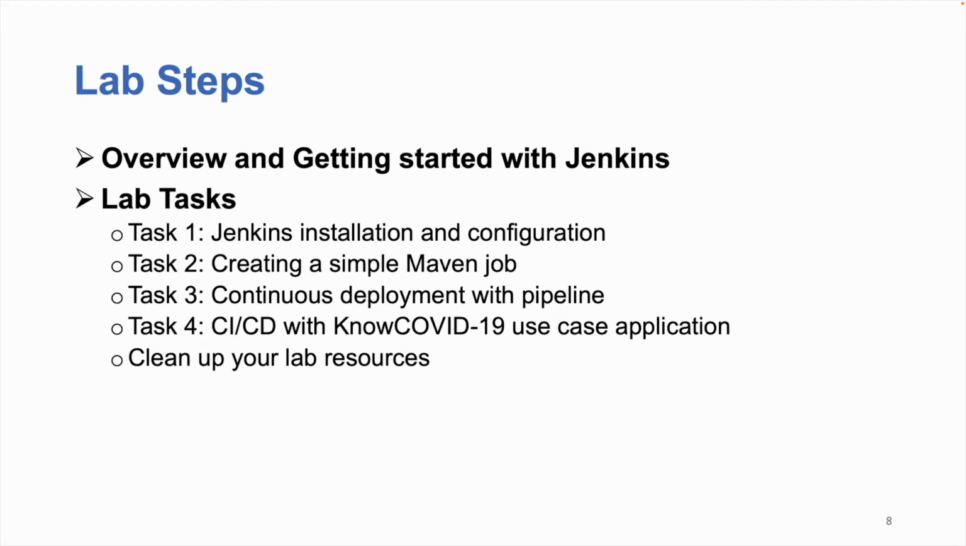Here we provide a high-level overview of the lab steps. First, the overview and getting started with Jenkins. We'll provide some basic information about this lab and about the Jenkins system. After that, we'll include four different tasks in this lab. Task 1, Jenkins installation and configuration. Task 2 will create a simple Maven-based job. Task 3, continuous deployment with the pipeline. And Task 4, CI/CD with the Know COVID-19 use case application. Once you finish all the tasks, please clean up your lab resources so you don't get charged after this lab.